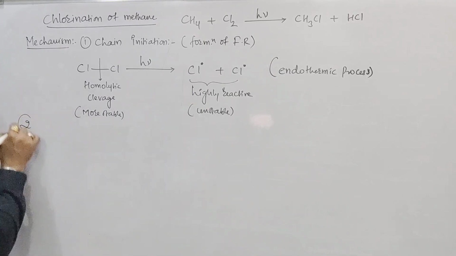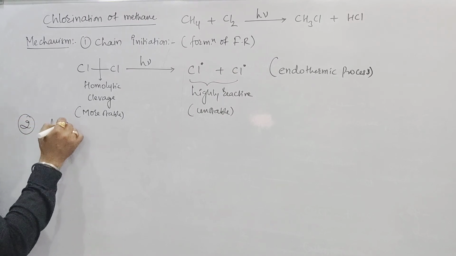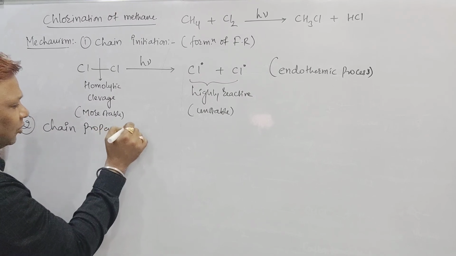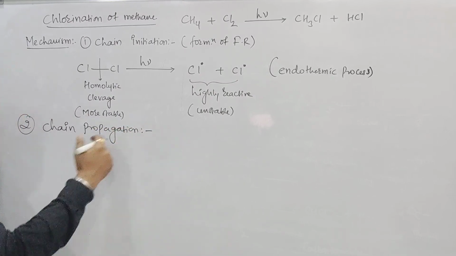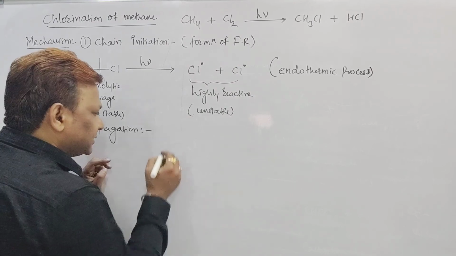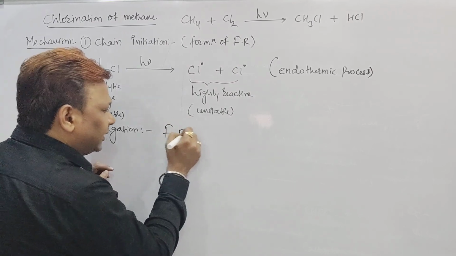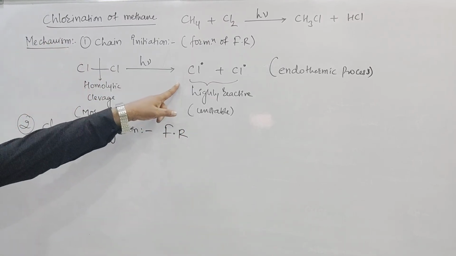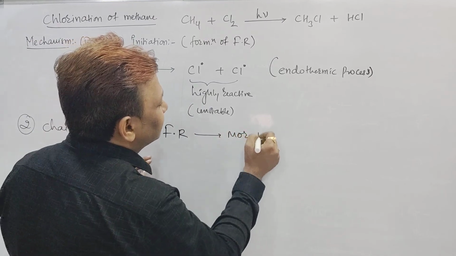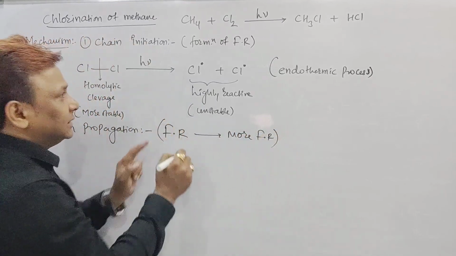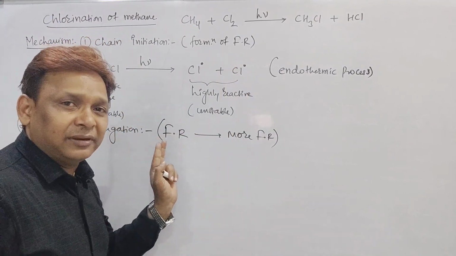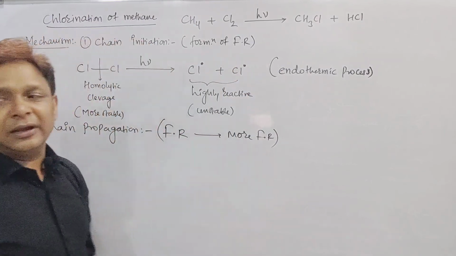The second step is called chain propagation. Once the reaction has started, now we have to make it go forward, which means we have to propagate it. Whenever this propagation happens, the free radical Fr obtained will form again more free radicals. In the first step you form the free radical, but in the second step, beta, a free radical will form again more free radicals.